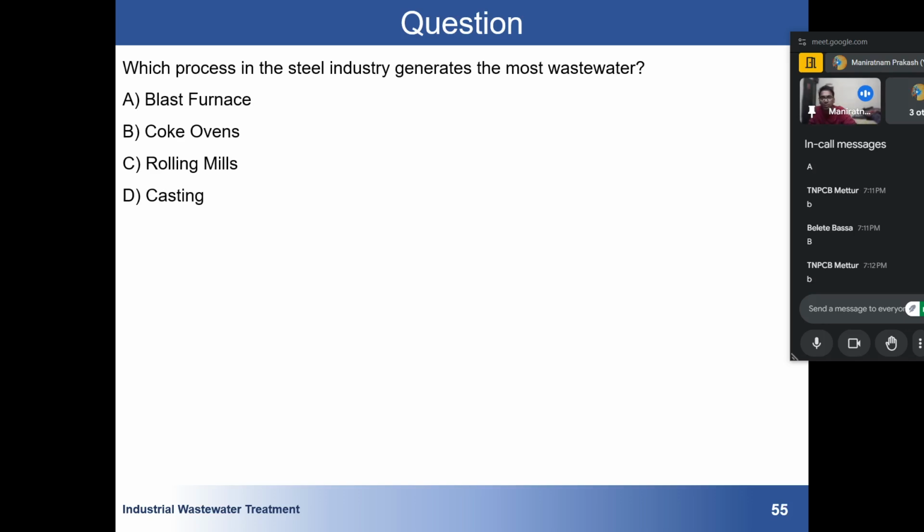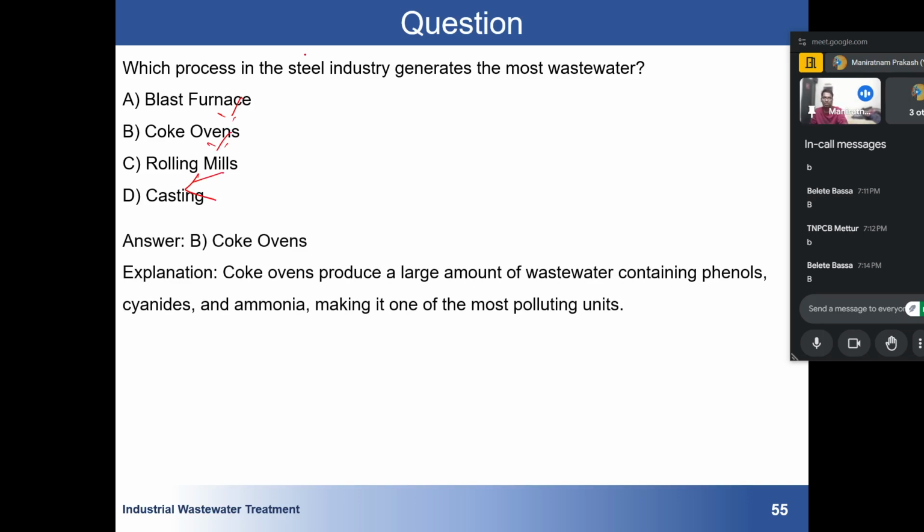Which process in industry generates the most wastewater? Again, a nice table is given showing how much wastewater is produced in which unit. We have seen that there are different units: blast furnaces, then we have coke oven, rolling mills, then finally casting. Which of the following has the highest? B. Yes, B produces a large amount of wastewater containing phenol, cyanides, ammonia.